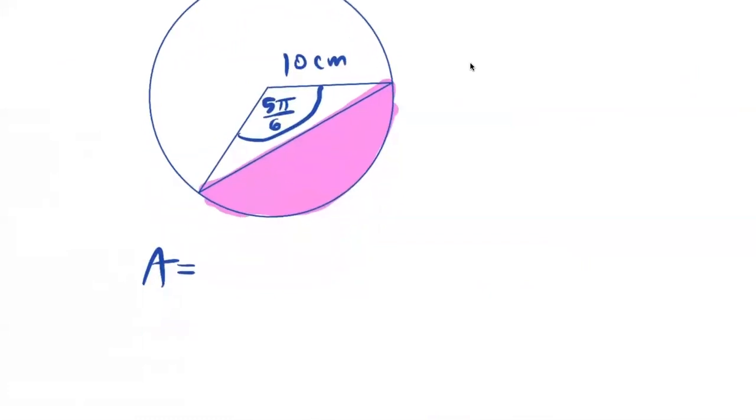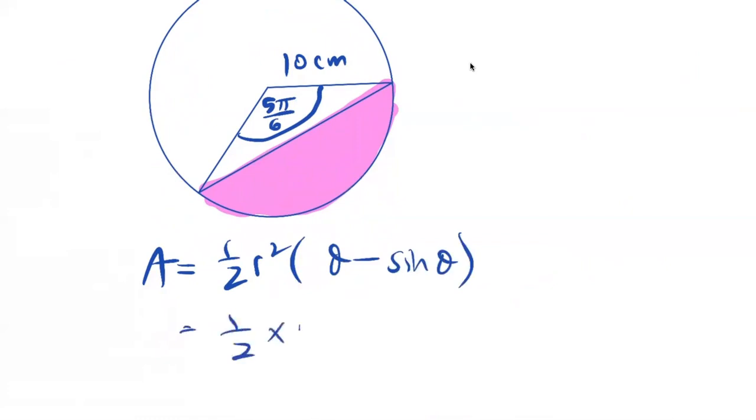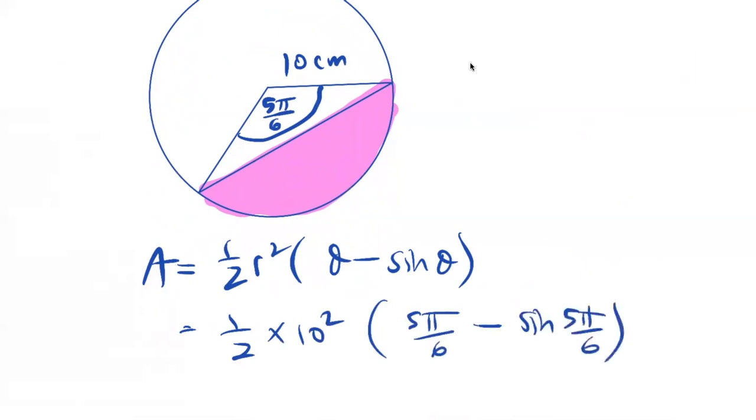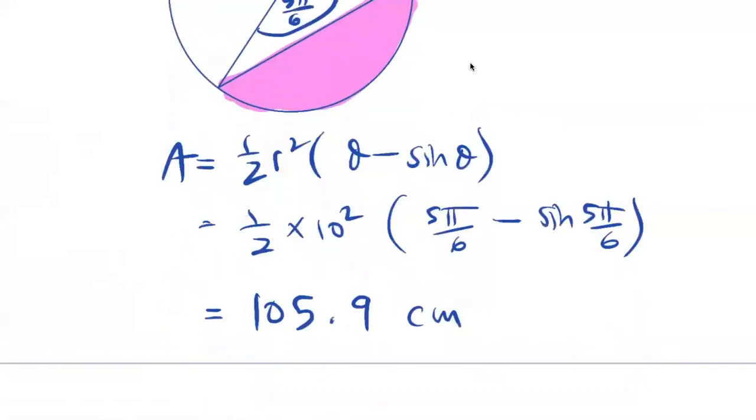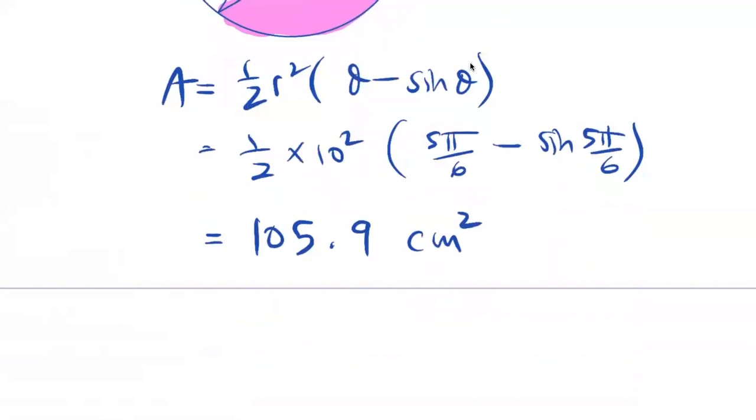Right, we write that out. So area is equal to a half r squared, theta minus sine theta. This is a little bit easier on the calculator to work out. We just substitute. So it's a half times 10 squared times, 5 pi over 6 minus the sine of 5 pi over 6. Make sure that your calculator is set to radians, and if you do that, you'll get 105.9, and I think we set the unit in centimeters, so we've got centimeters squared.